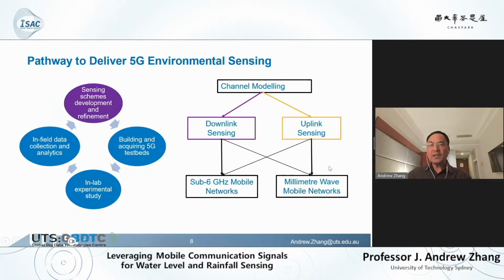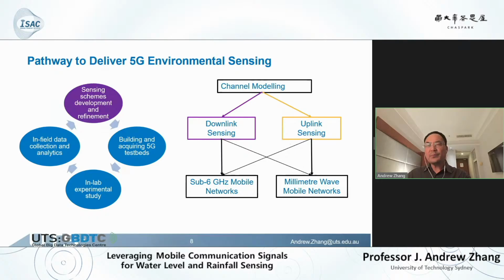We also considered using both downlink and uplink signals for sensing. For the downlink sensing, we developed some software-defined radio-based systems, while we also used existing mobile phones for sensing. For uplink sensing, we mainly use the signals received at the base station from mobile phones for sensing.